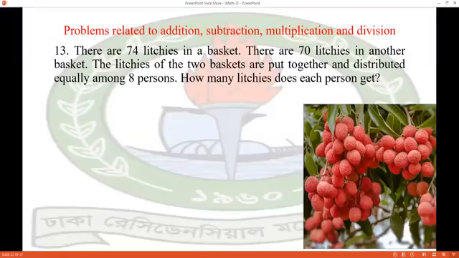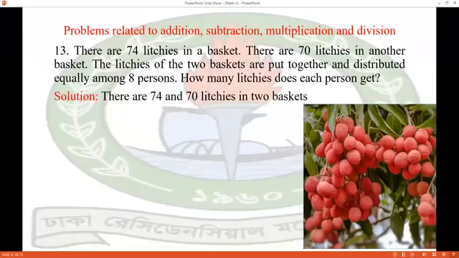So at first you have to find out the total number of lychees. Then you have to distribute it among the 8 persons. So you can solve this math this way. The solution: there are 74 and 70 lychees in 2 baskets. So the total number of lychees is 74 plus 70 is equal to 144.